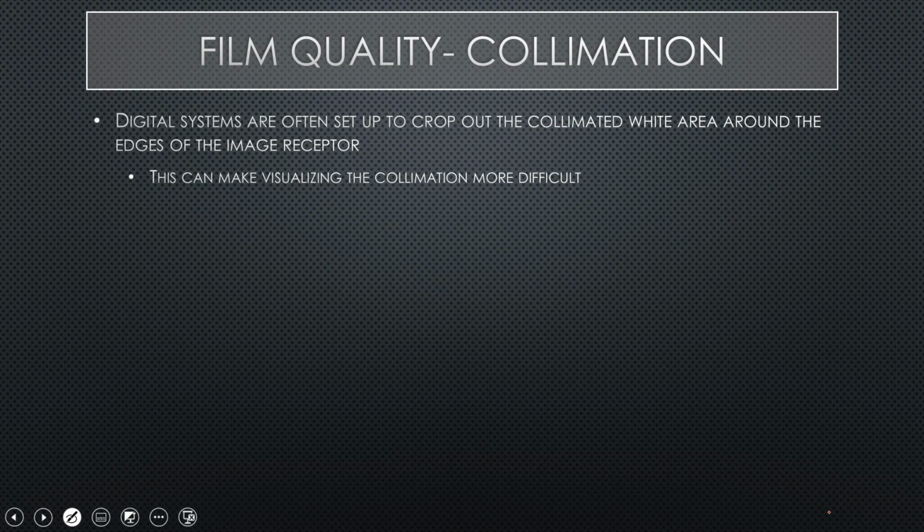So digital systems are often set up to crop out the collimated white area around the edges of the image receptor. Sometimes it can make the actual sides of collimation a little difficult to see. That's because, like it says, this was already built in for these systems.